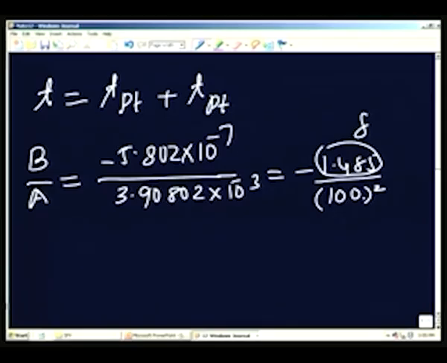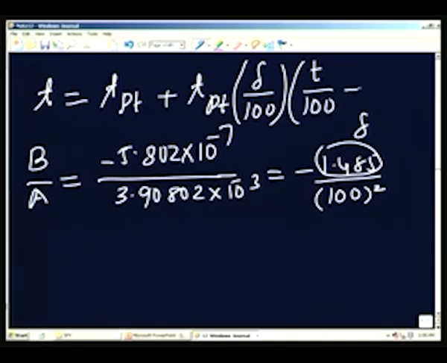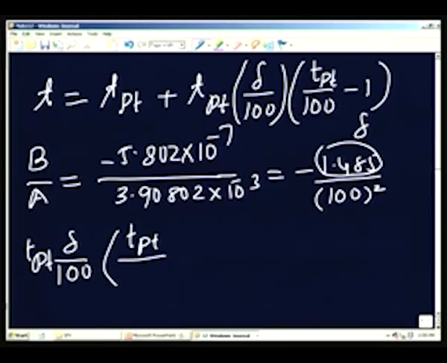Therefore, delta divided by 100 squared is B by A. And if I now go back to that expression, the correction will become simply delta by 100. You can verify that T by 100 minus 1, and I am going to approximate it by Tpt by 100 minus 1. So, this factor delta by 100 multiplied by Tpt multiplied by Tpt by 100 minus 1 is called the C, the calendar correction.